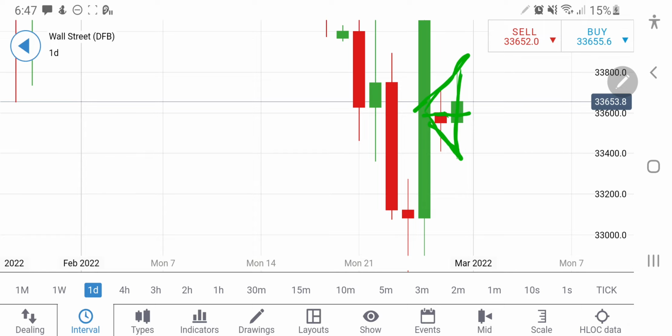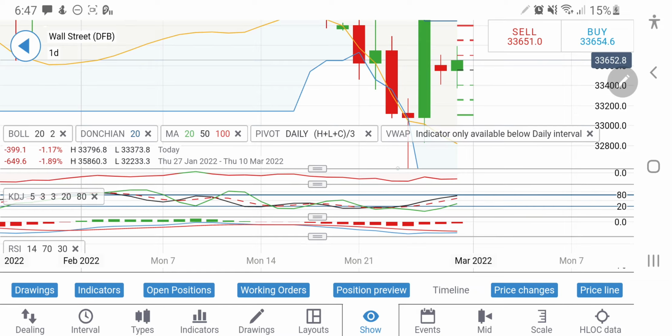It may try to either trade in between these levels, that is 33,400 to 33,800. One aspect. Second aspect, it can rise towards 34,000, but yes, a rise is a must. Already it has seen 33,800. Let's see what the indicators are indicating now.